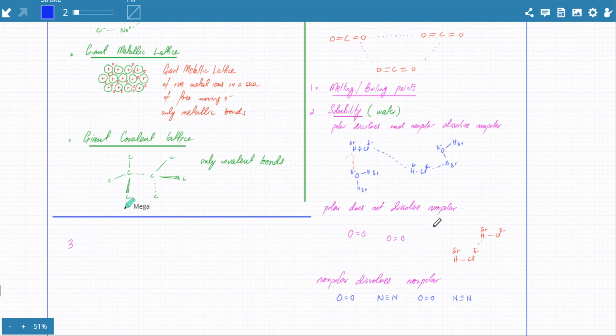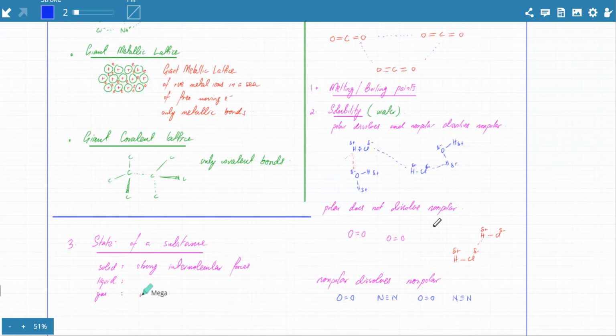They're not attracted to each other very strongly. You can write that down. The state of a substance, that's obviously whether it's a solid. If the substance is a solid, that indicates strong intermolecular forces, right? Vice versa, if it's a liquid or a gas, then that would indicate very weak intermolecular forces.